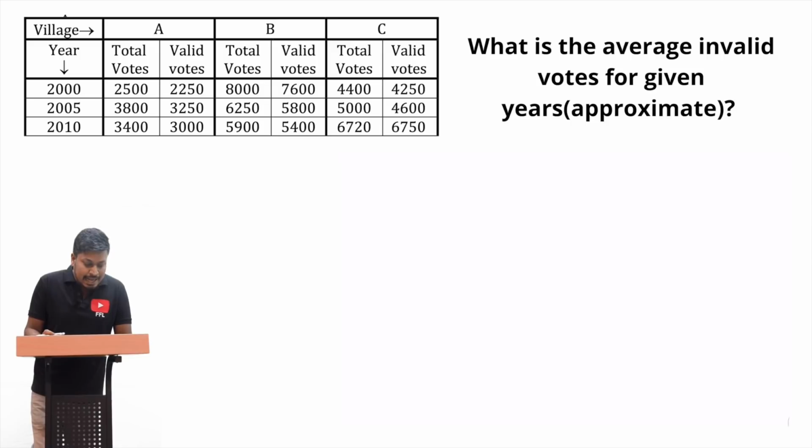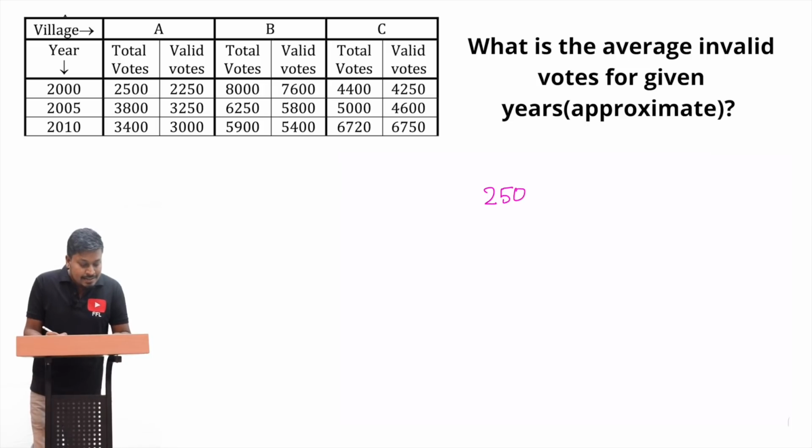What is the average invalid votes for village A for the given years, approximately? Our target is to find the average invalid votes. Looking at village A, the total votes cast are 2500 but the valid votes are 2250. If you compare the difference, 250 will be the invalid votes. So first, 250 will be the invalid votes.